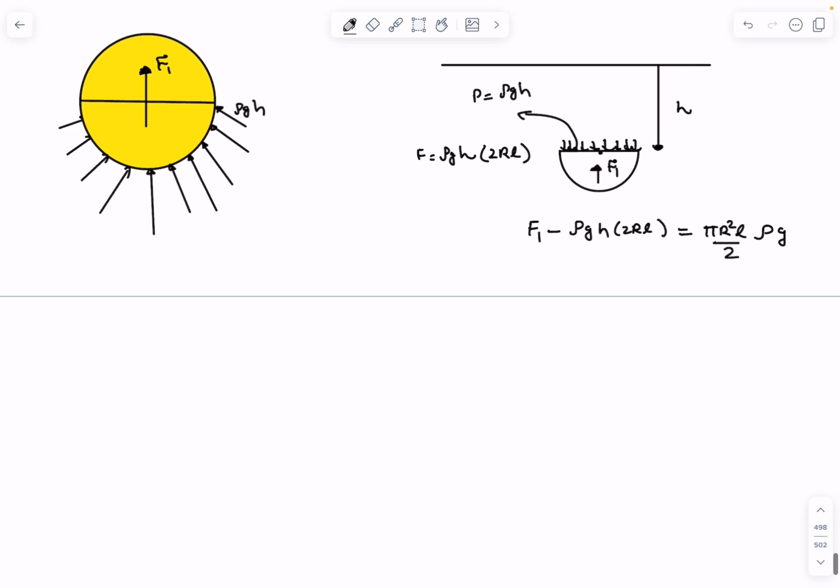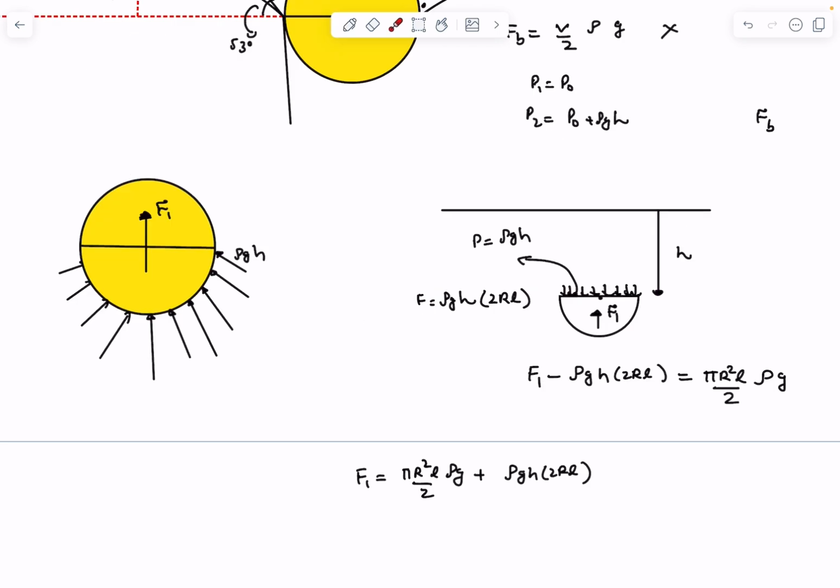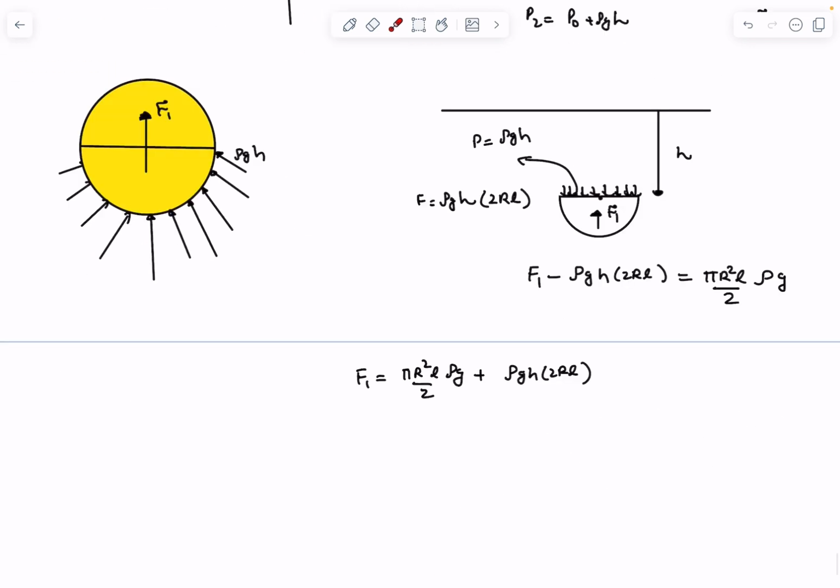So from here, we see that F1 comes out to be pi r squared L by 2 times rho g plus rho g h times 2rL. And from here we can easily see that the buoyant force comes out to be greater than the weight of the fluid displaced in this particular case. This is one way of thinking about it.